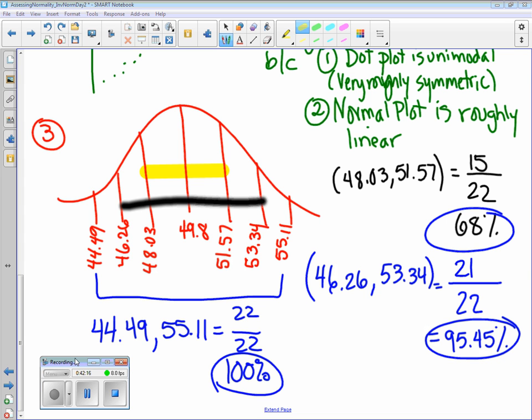So let's recap. If we're trying to decide if a data set is normal, the first thing we do is a histogram. Second thing we do is a normal probability plot. You know what you're looking for in each of those two things. The third thing we do is find the mean, find the standard deviation, draw the normal curve, find the intervals of 1, 2, and 3 standard deviations away from the mean, count, and compare our percents. And these percents are close to the empirical rule, which is what I want you to say.